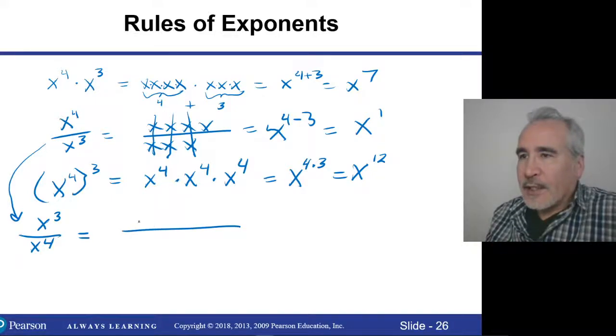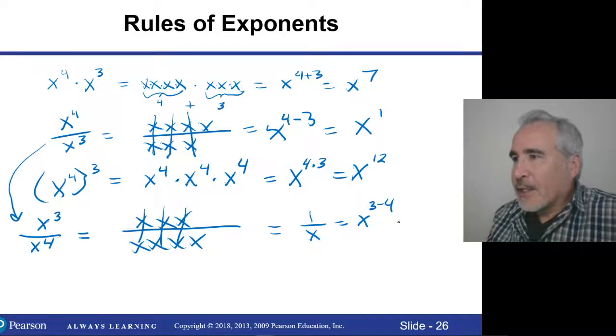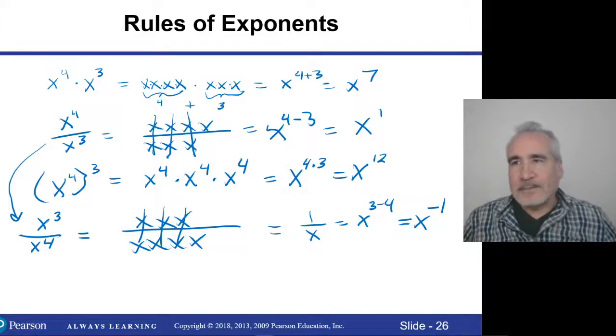So if we look at this, 1, 2, 3 in the top, 1, 2, 3, 4 in the bottom, these all cancel out. That gives us 1 over x, right? But if we follow the subtraction rule, it would also give us x to the 3 minus 4, which is x to the minus 1. So that's that rule we looked at: if you have a negative exponent, you just move it into the denominator. It works from both perspectives.